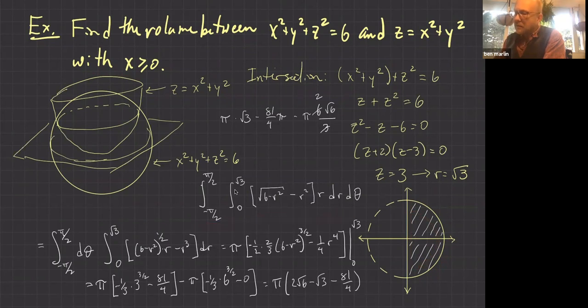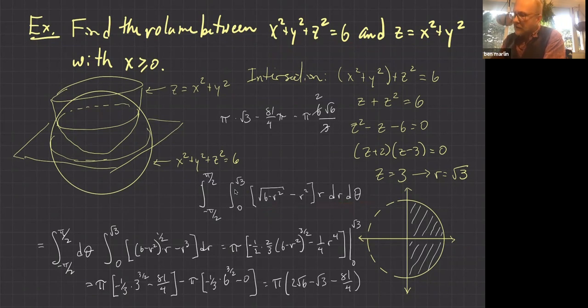And the top limit of integration, you've got to solve for z in the sphere. So that's where you get the square root of 6 minus r squared. And then the bottom limit of integration is going to be that paraboloid, and so you just have minus the r squared. And of course, dA is r d theta.